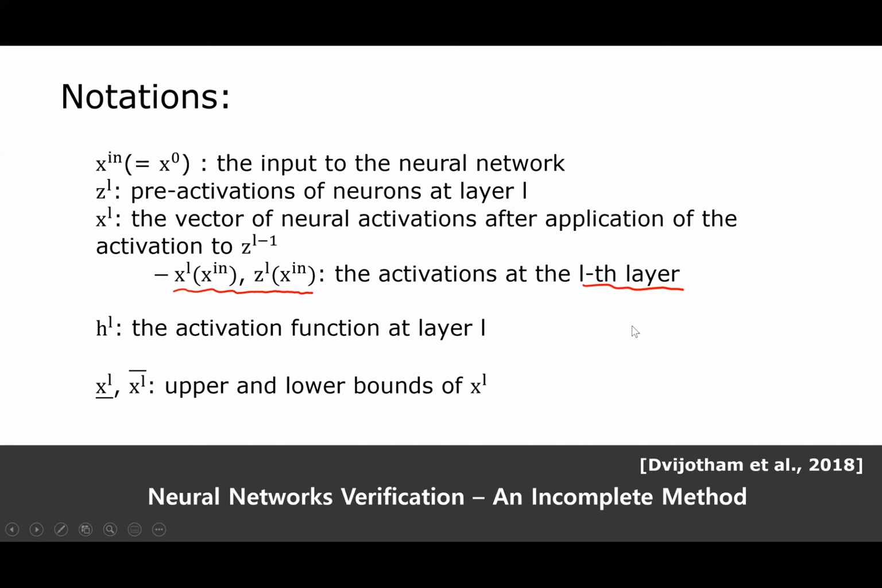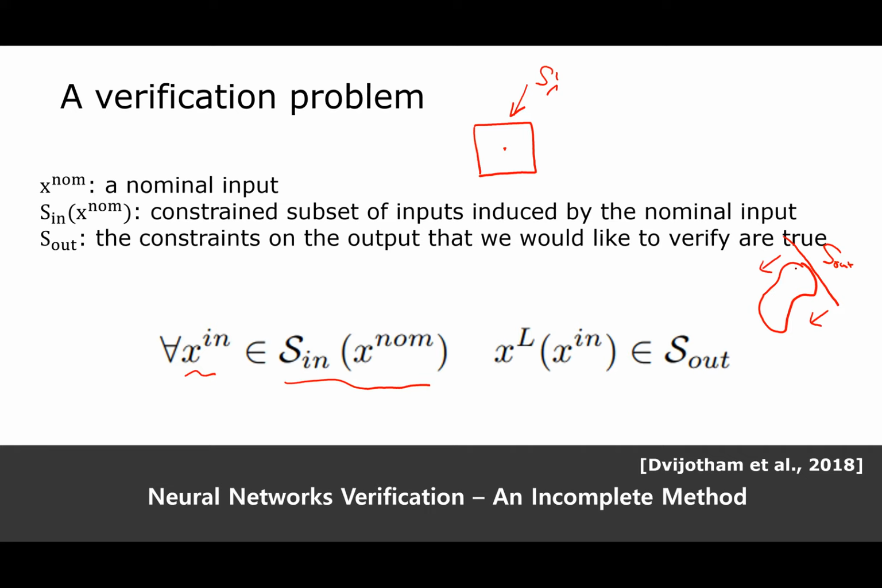So what we wish to check is, if we put all the input in, this is actually the map X_L, where X_in is coming from S_in, right? Then we wish to check that these are all less than S_out.